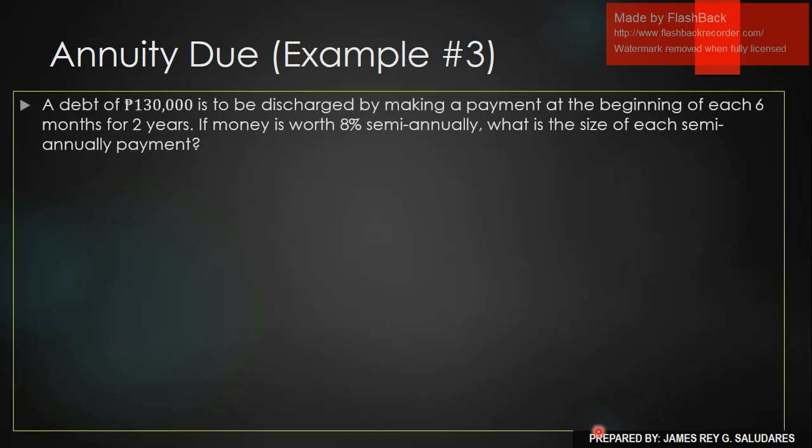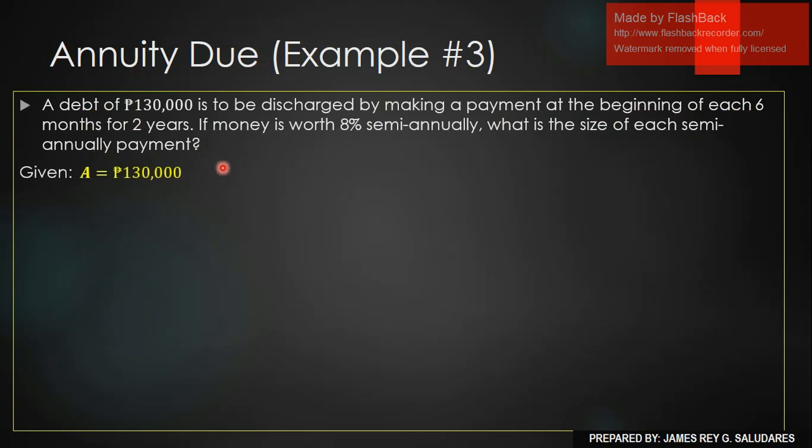Okay, let's proceed to number 3. Example. For annuity due, a debt of 130,000 pesos is to be discharged by making a payment at the beginning of each 6 months. So remember, annuity due was not mentioned, but the payment is at the beginning of each period, so that is clearly annuity due, for 2 years. If money is worth 8% semi-annually, what is the size of each semi-annual payment?